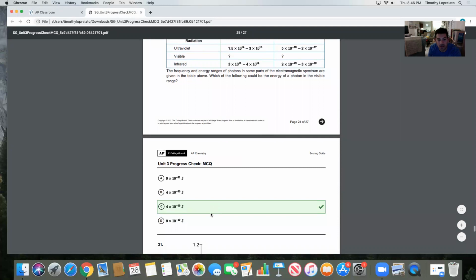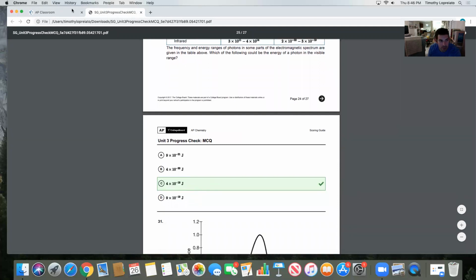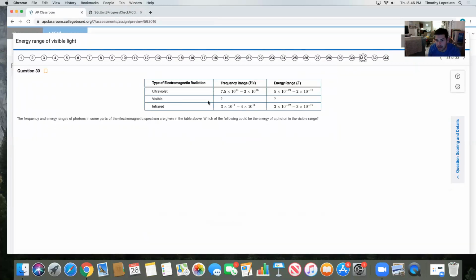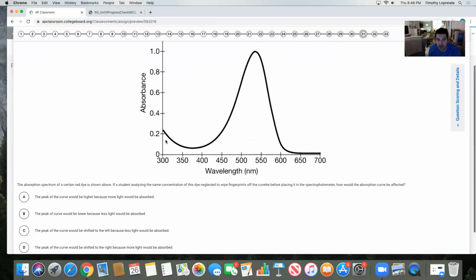And it was choice C. All right. Wahoo! Question 30, we got right. 31. All right. Okay, so we have a graph of the absorbance.